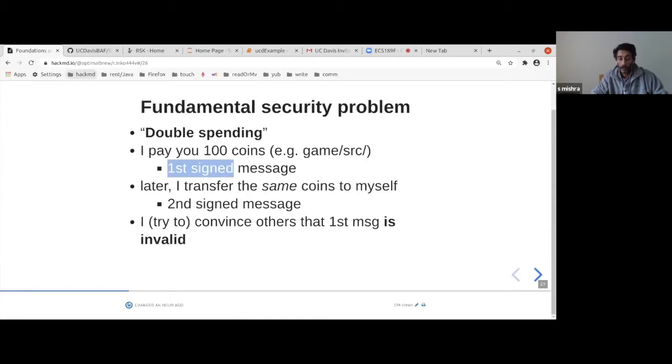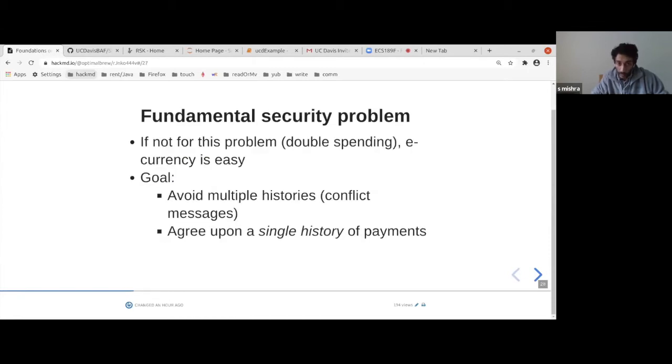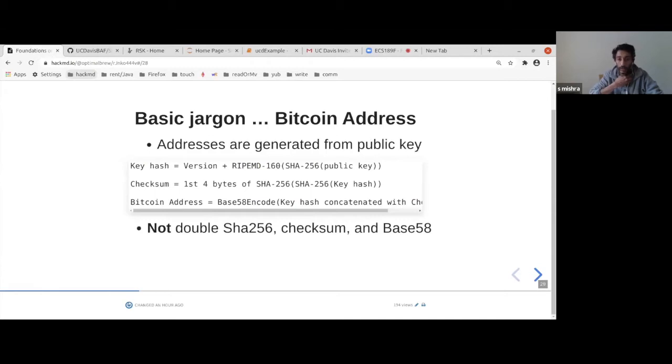Just to remind you where we were, the fundamental security problem is double spending. If it were not for this cheating problem, electronic currencies would be quite simple to create. It's just about databases. We don't want to allow multiple histories. We want a system that allows us to agree on a single history. Another bit of jargon here is addresses, because they differ across blockchains. Bitcoin was the first.